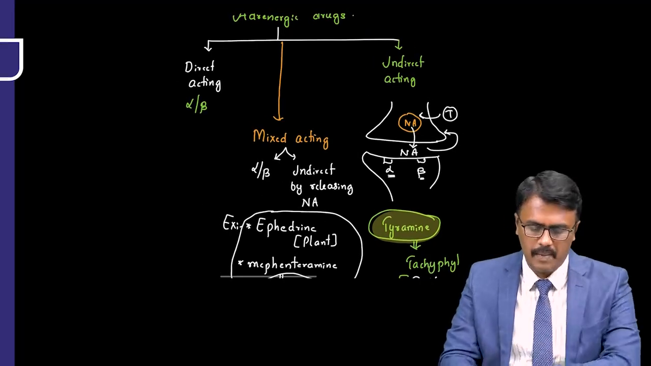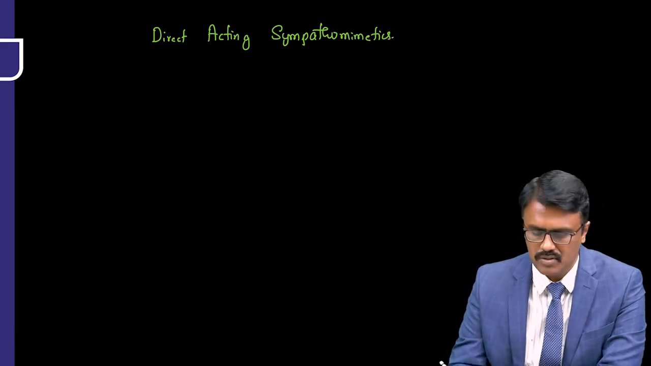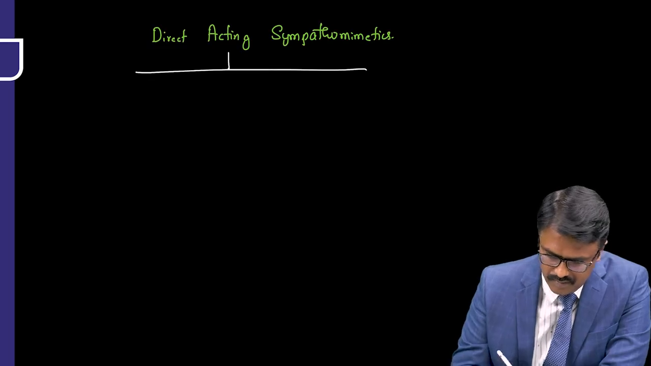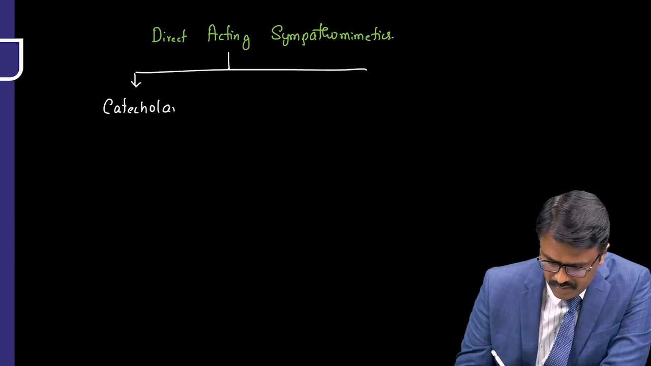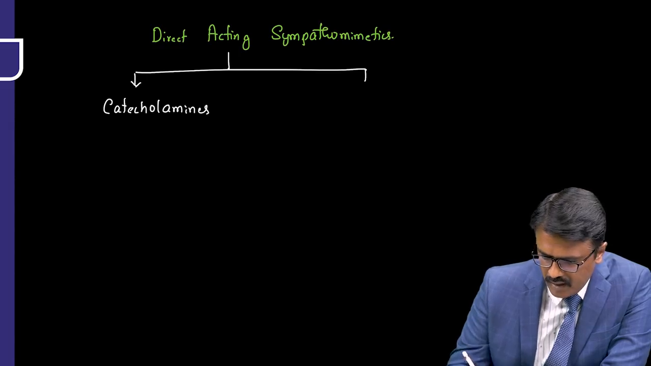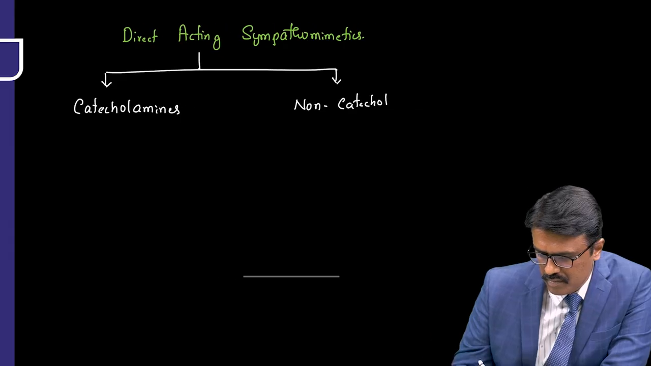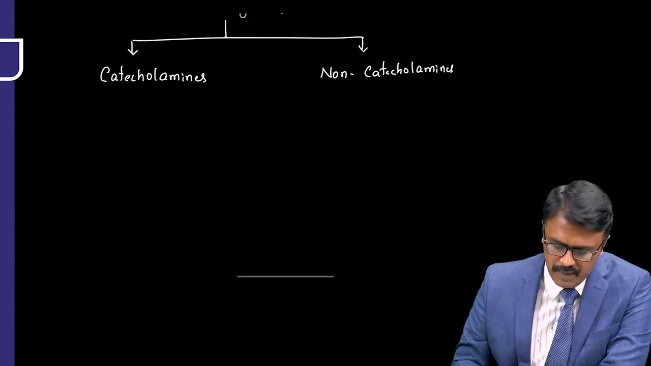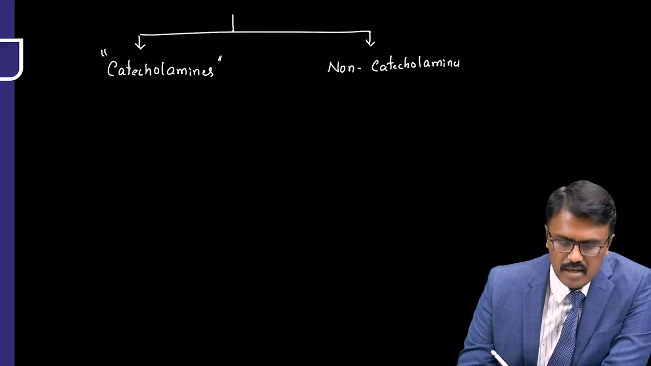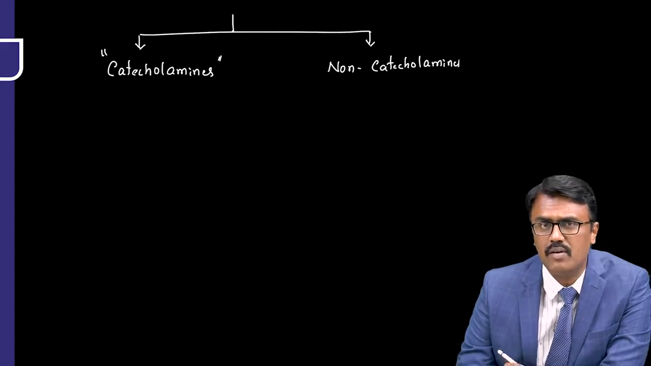Now let us discuss direct acting. So let us start our journey. Direct acting sympathomimetics, or we call them direct acting adrenergic drugs. In that we have two important groups: the catecholamines and the non-catecholamines. Catecholamines got the name because they have a catechol ring, because of the chemical nature of the drug.